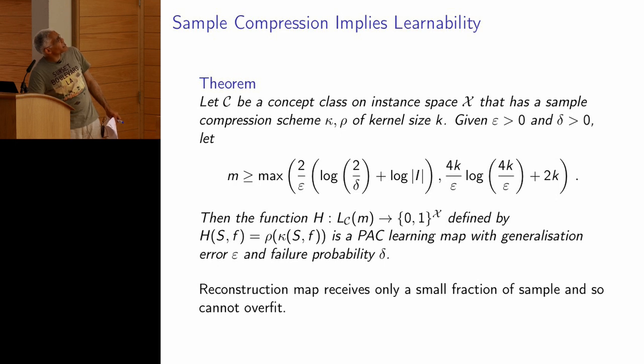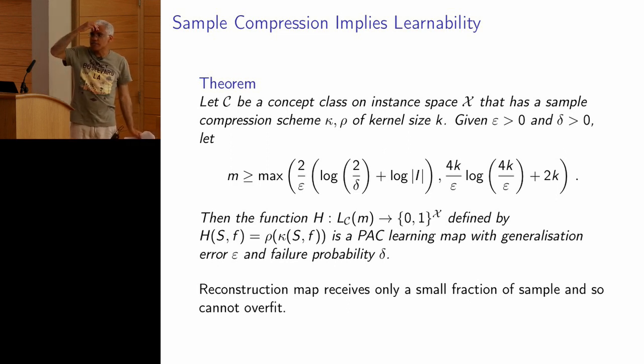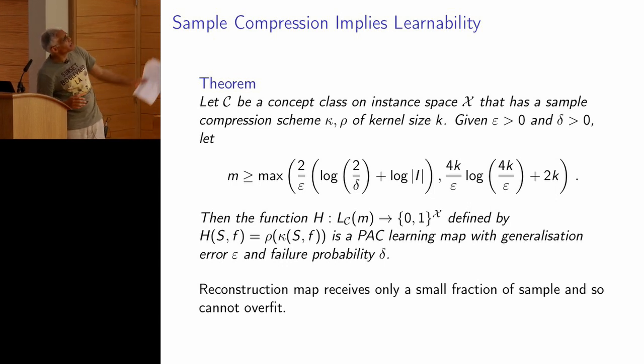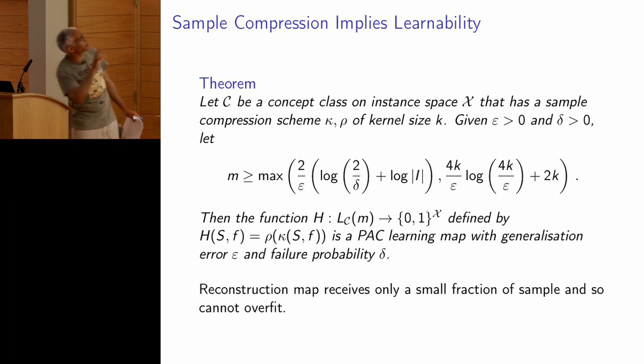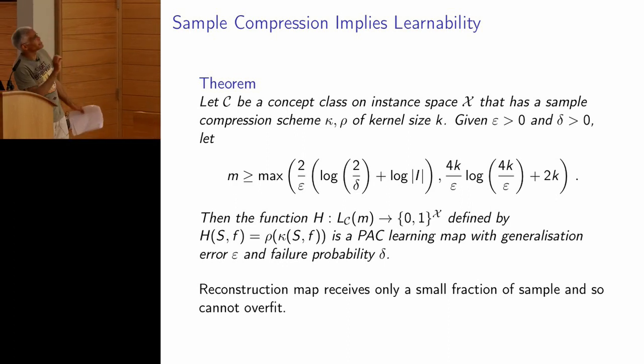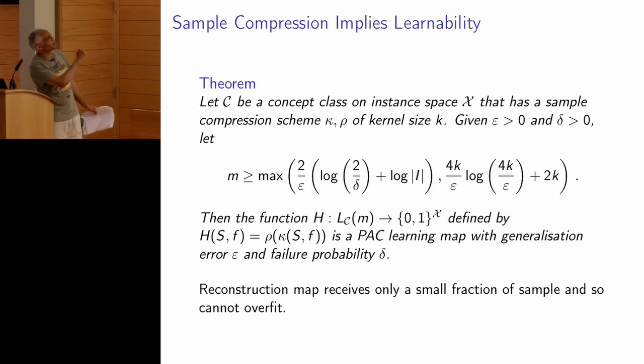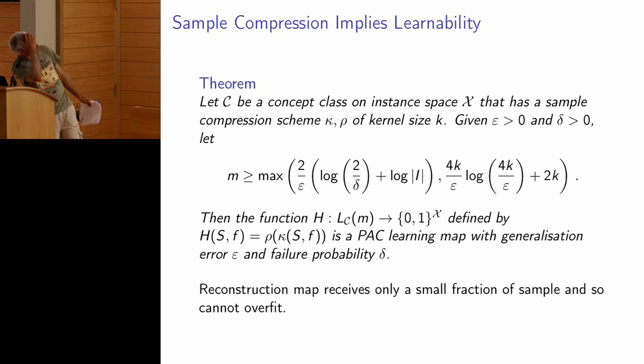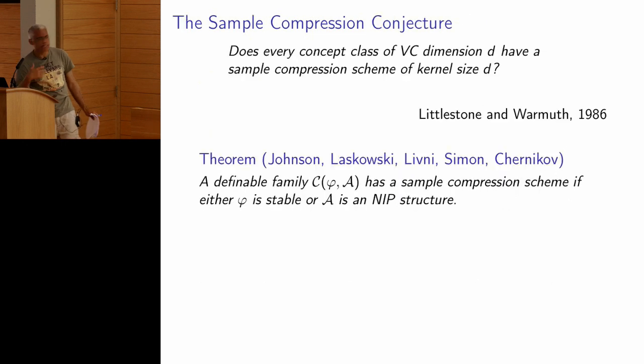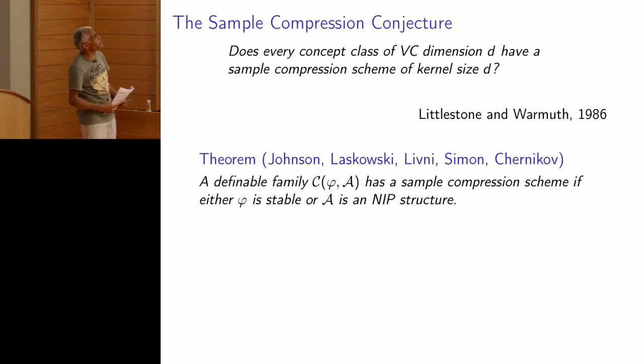So the interesting direction is the other way. If I have a sample compression scheme, I can build a learning map. But the question is, if I know that the class has finite VC dimension, where in the hell am I going to get a sample compression scheme out of? I gave you lots of examples, and each of them seems to require some ingenuity to construct. So there's this conjecture, I hope everything I say here is correct, with probability 1 minus delta. The conjecture is, does every concept class of VC dimension D have a sample compression scheme of kernel size D? This was being looked at by the model theorists.